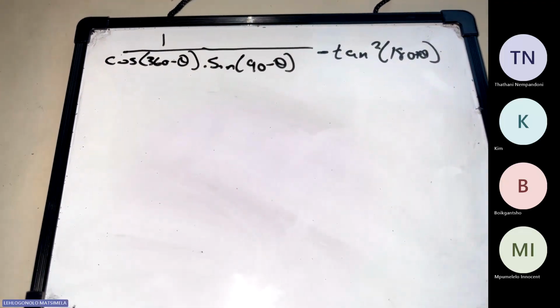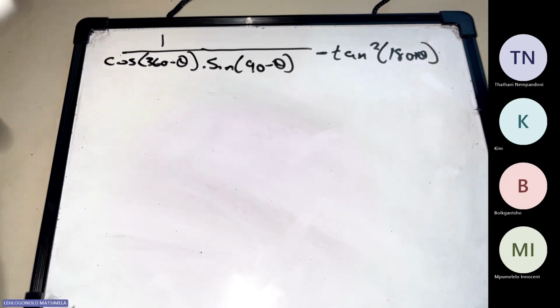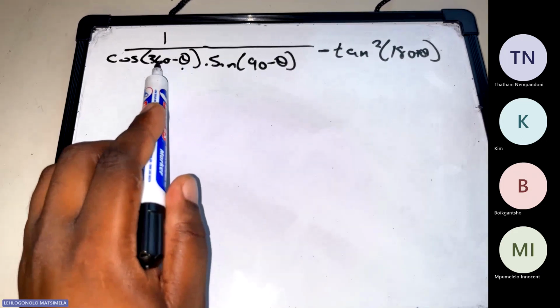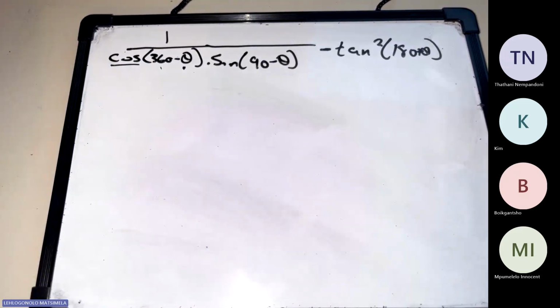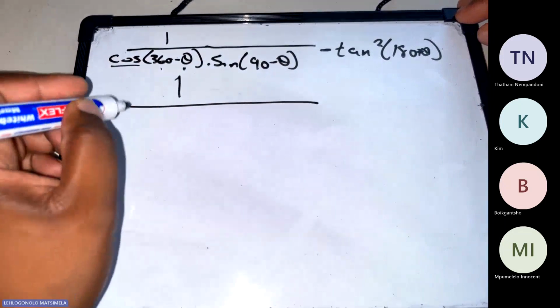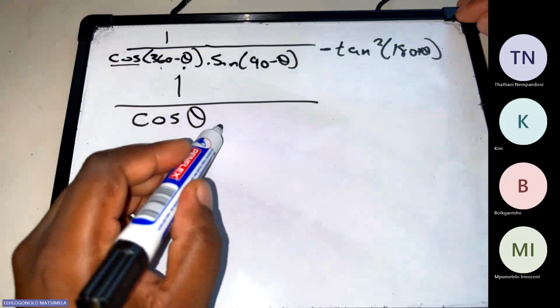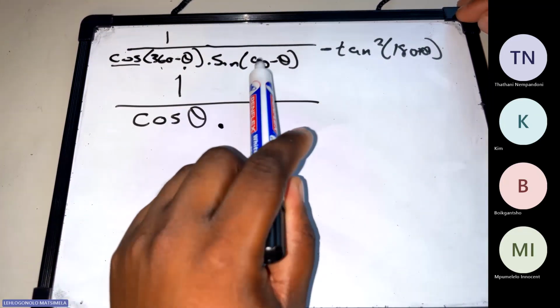Automatically we are given our expression in a form of reducing. Now we know 360 minus, going back to our notes, 360 minus was in quadrant number 4, and in quadrant number 4, cos is positive. So we have positive cos angle multiplied by sine of 90 minus.